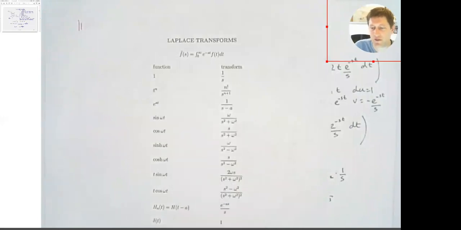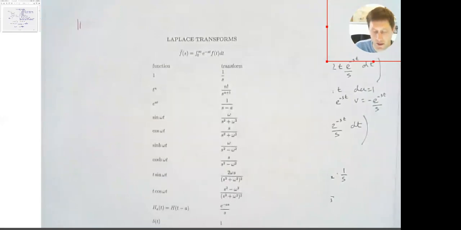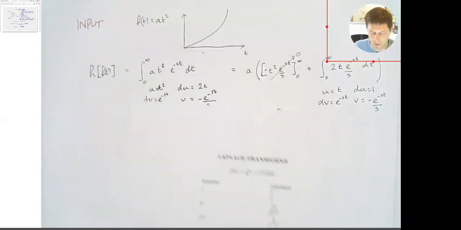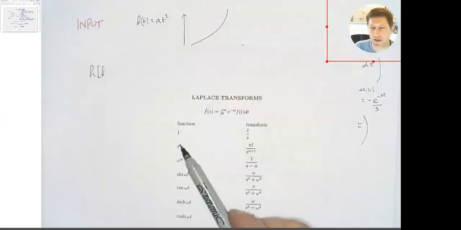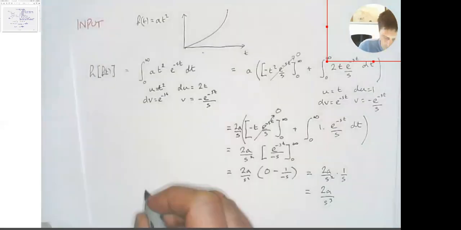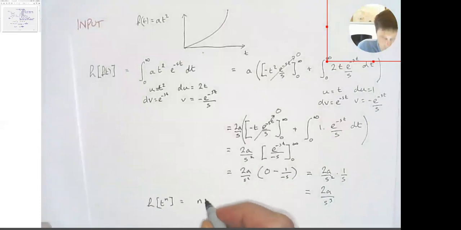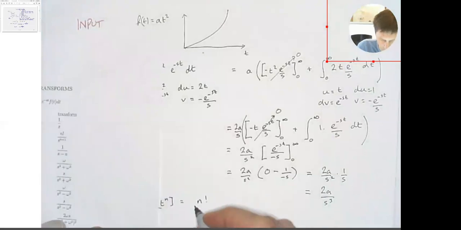So here we've got t to the power n. And here's its Laplace transform. So t to the power n will suit us well. We're looking for at squared. So t to the n can be represented when n is 2. And so when n is equal to 2, the Laplace transform of t to the n is equal to, from the tables, n factorial divided by s to the n plus 1.